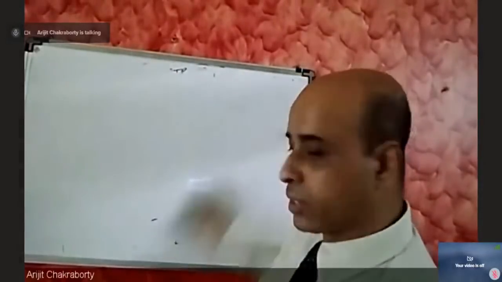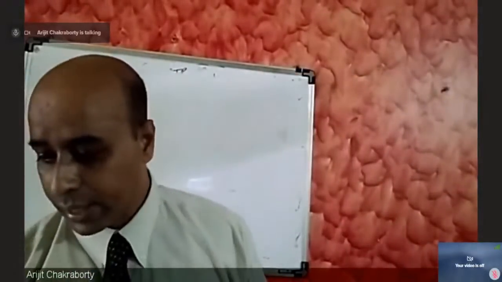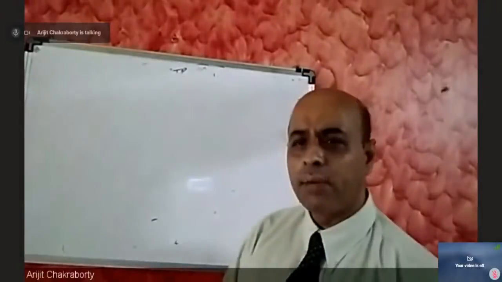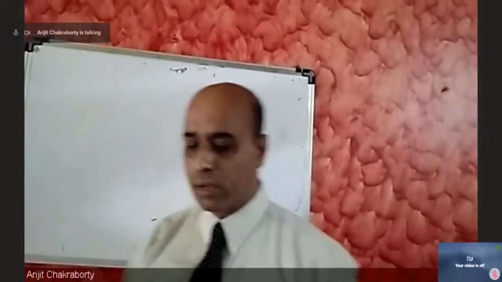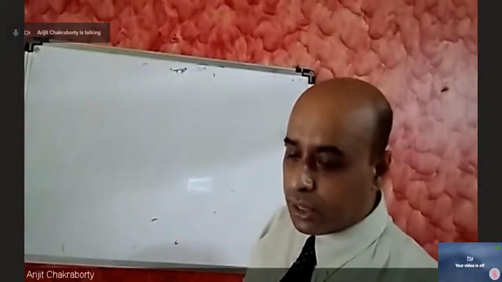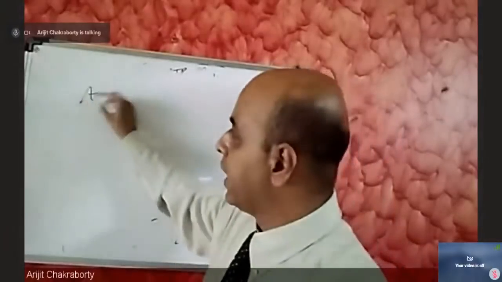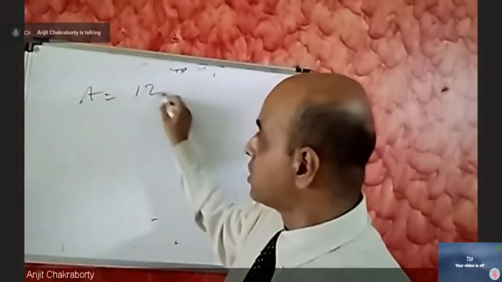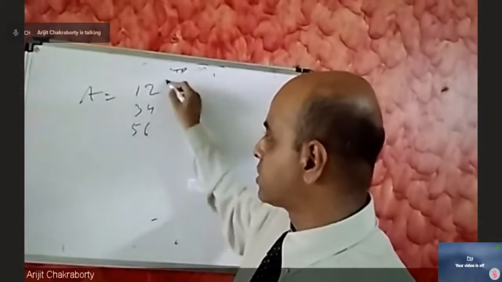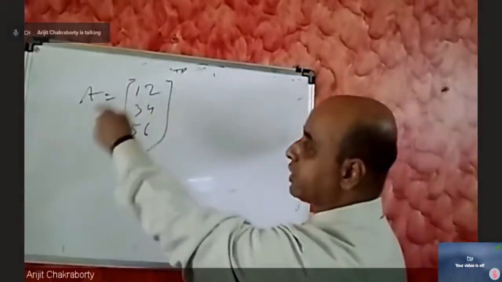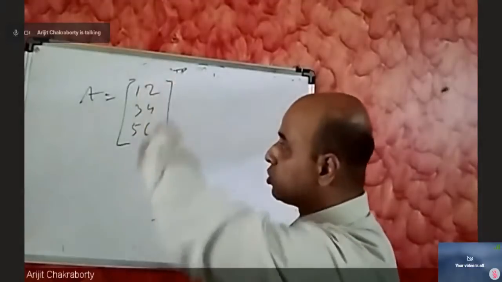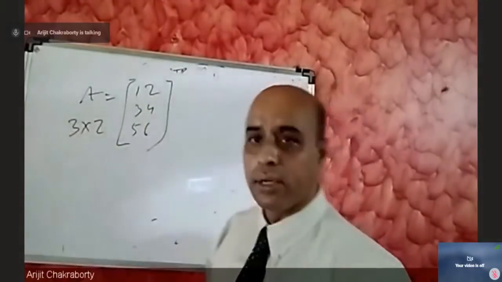Now let us go into the matrices. Okay, now I will take quickly some observations. Equal matrix. Some of the friends today asked what is equal matrix. I will take an example. Let us take A is equal to 1, 2, 3, 4 and 5, 6. This is A. So you can see there are 3 rows and 2 columns. It is a 3 by 2 matrix, right?